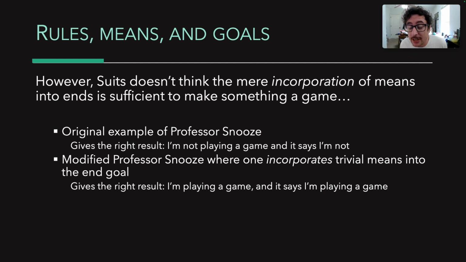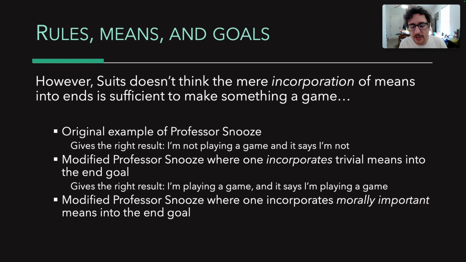Clearly, someone probably shouldn't play games like that. It's more important just to save Professor Snooze's life. But it looks like if you were to do that, you would be playing a game, even though you shouldn't be. Now imagine that the means that you restrict yourself from using are not just trivial, like don't cut across the grass. Imagine there's some moral importance behind those means that you say you won't use. So imagine that instead of there being a man-eating plant, imagine there's another person, call them Dr. Threat, and it's clear that Dr. Threat is about to try to murder Professor Snooze.